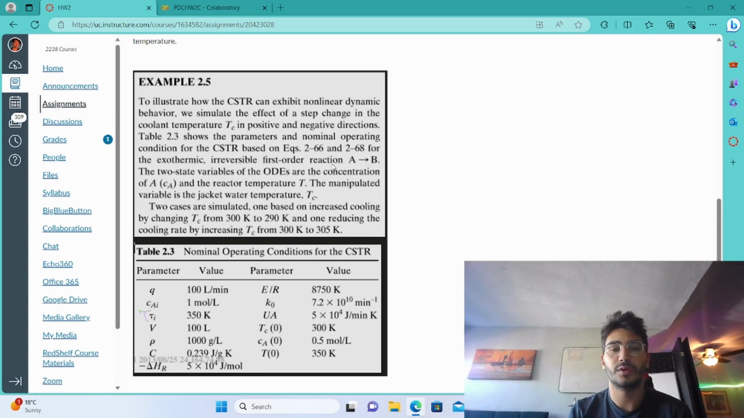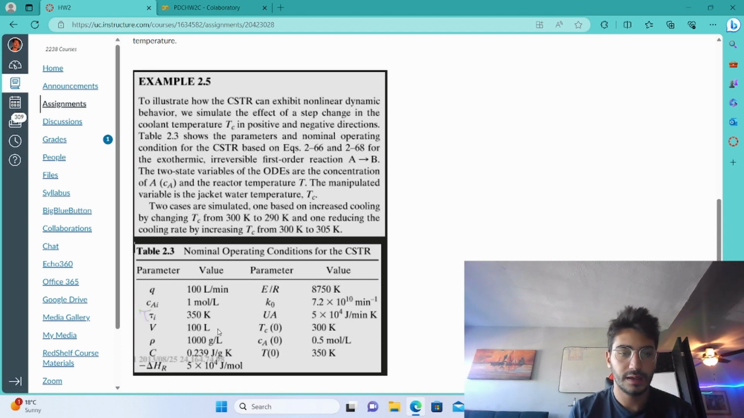So this is a very important sentence that we'll be using throughout our derivation today, as well as noticing that we are given a lot of these values, such as the volume, the density, all of these different values, which will help us out a lot in our derivation. It will be a lot easier. As you can see, finally, two cases are simulated. One where the increased cooling by changing TC from 300 to 290, and then the other one from changing 300 to 305. So, with that being said, let's go ahead and hop onto the whiteboard.